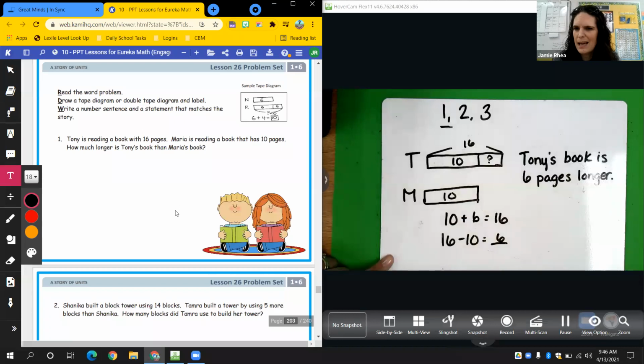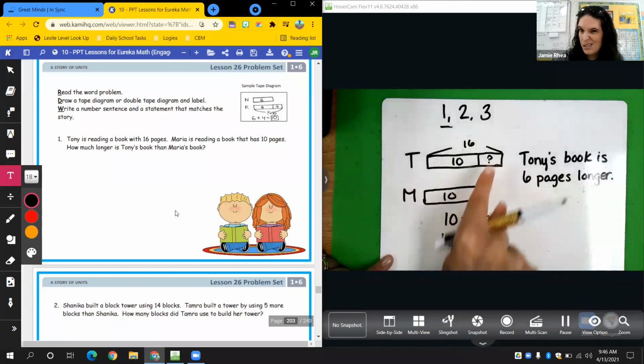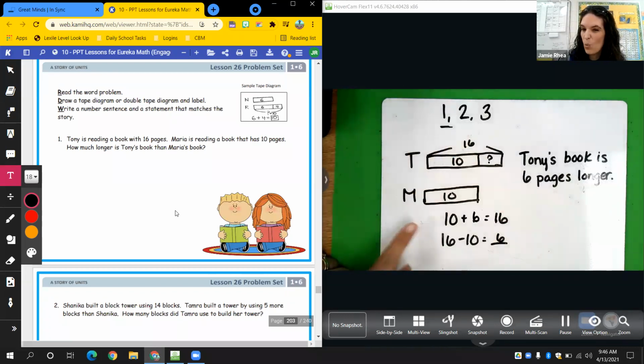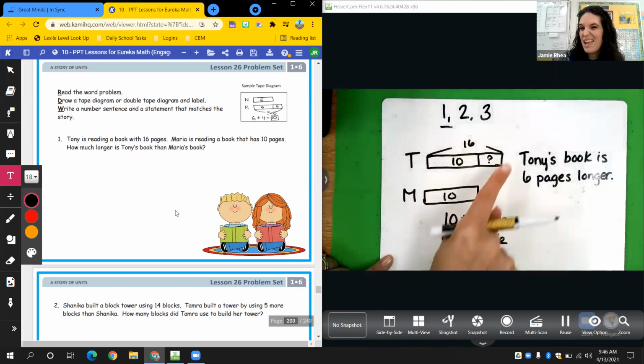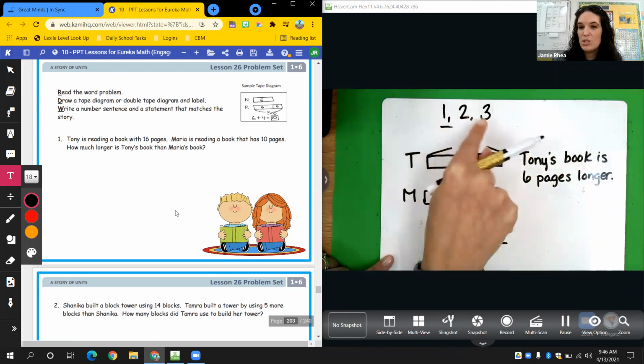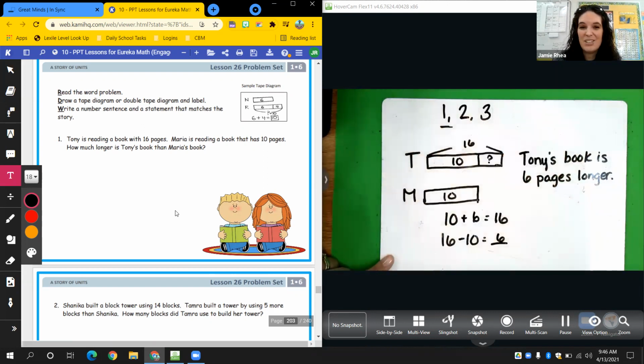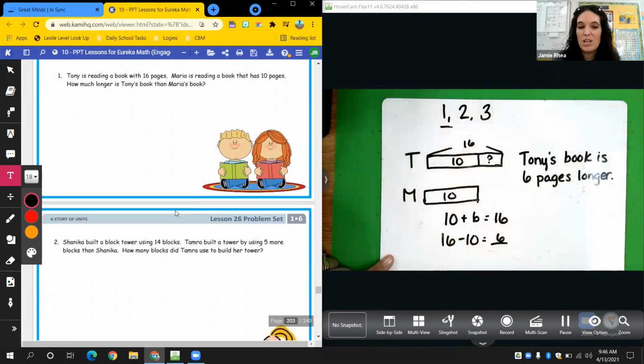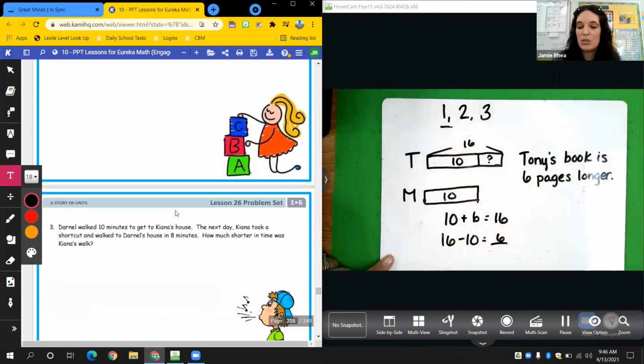Now, friends, I need to see a tape diagram, one of my number sentences, and a statement to get it right. Okay. You have 3 parts to your problem. You're doing 1, 2, and 3. This is number 1. There should be no excuse for you to get number 1 wrong. You're going to do 2 and 3 on your own.